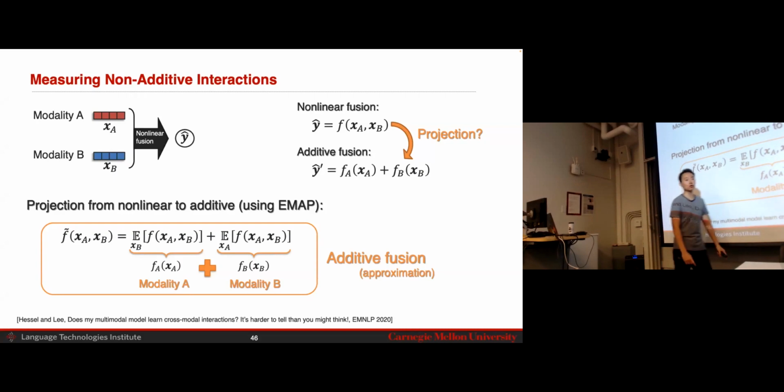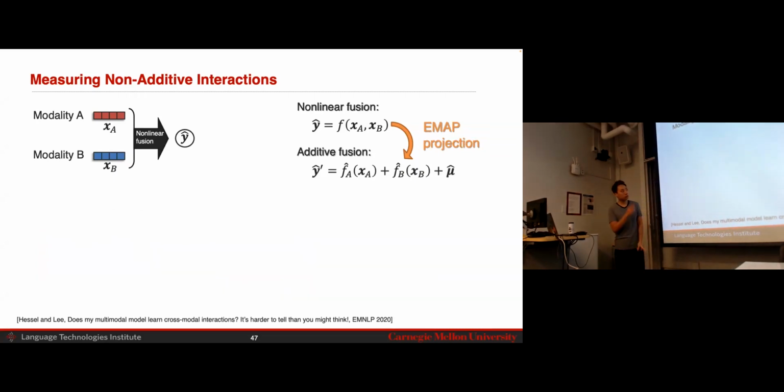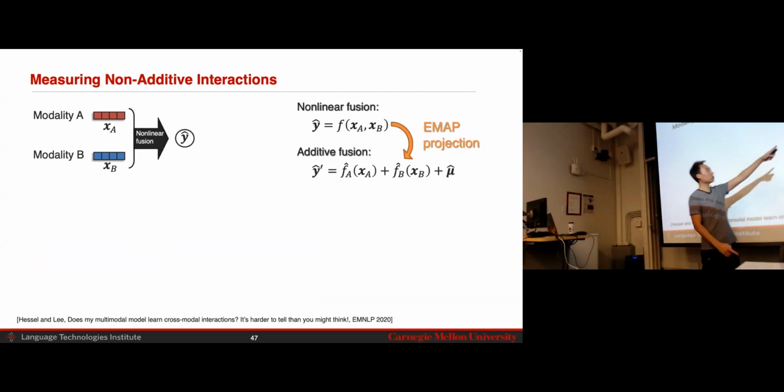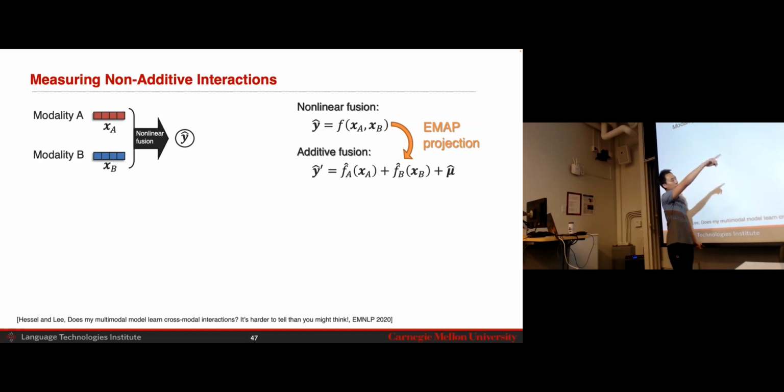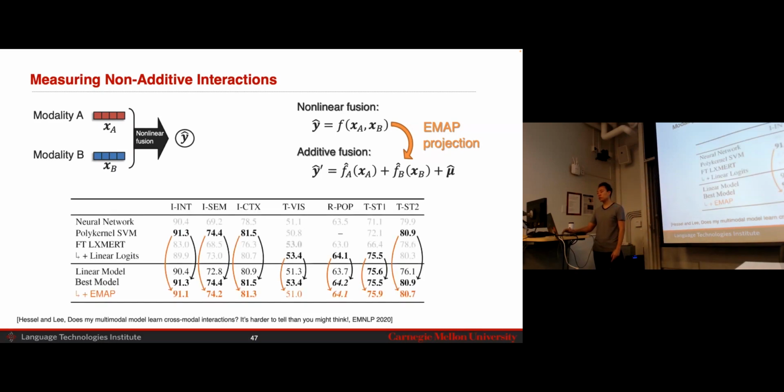And vice versa. So this actually shows you can prove that for any function f, you can take expectation over XA, you can take expectation over XB, and you get the two additive components, with some residual mu left over. The residual mu basically tells you how much my original function f was more than just this additive function. Essentially they found that this mu, how much it was more than just additive, was very small.